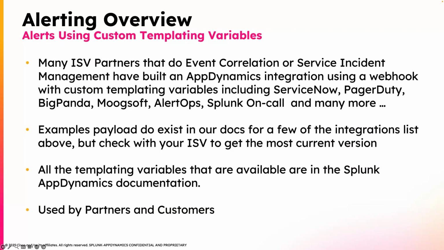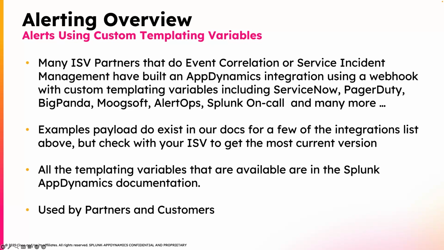Many ISV partners that do event correlation or service incident management have built AppDynamics integrations using a webhook with custom templating variables. Including, not to mention, ServiceNow, PagerDuty, BigPanda, Moogsoft, AlertOps, Splunk On Call, which used to be VictorOps, and many more. And I've even built one that's an alerting template that goes into Slack and produces a pretty cool rendering in Slack. Example payloads do exist in our documentation, but check with your ISV to make sure you're going to get the most current version if you're going to set one of these up.